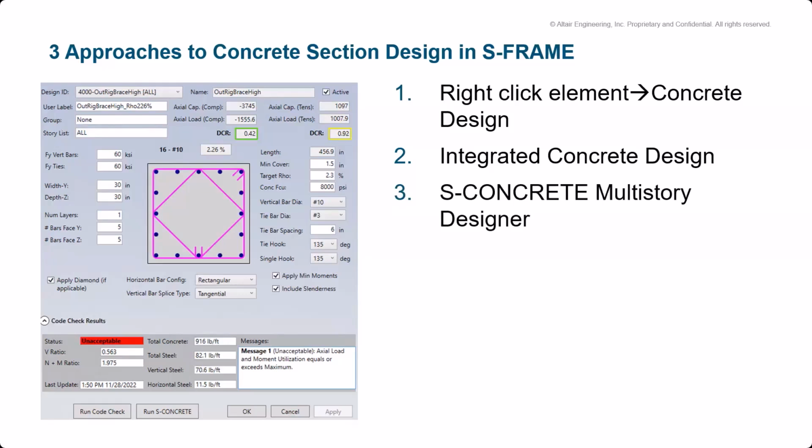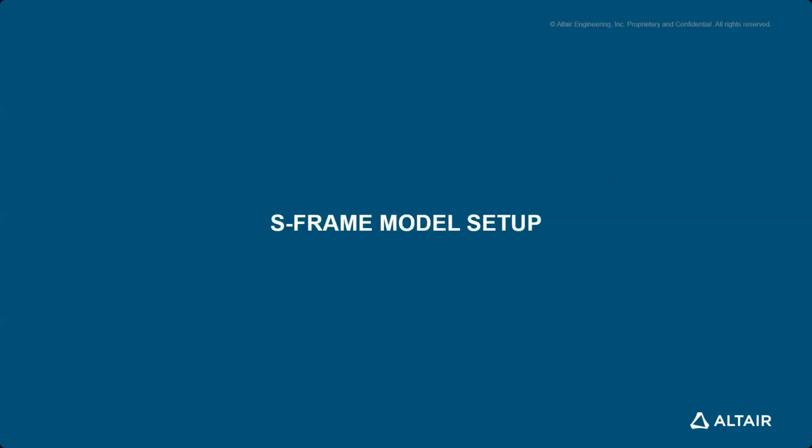It has a different interface, but what makes it very special and what differentiates it is that it can run checks for sections in batch mode for multi-story buildings, right? So this is what we're going to be focusing on today. So after talking a little bit about the different options, we need to start with an S-frame model, right?